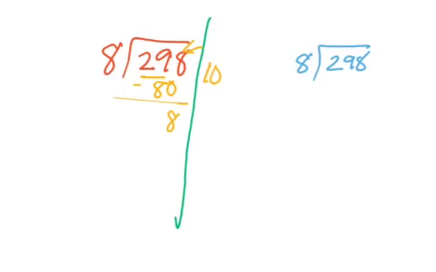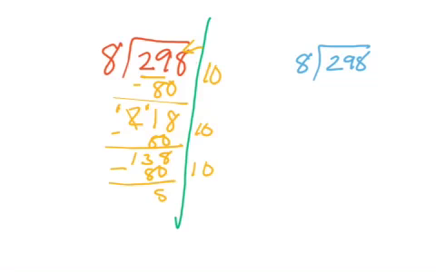8 minus 0 is 8. 9 minus 8 is 1, and bring that 2 down. Now, that's still less than 80, so I'm going to bring 80 on around again, and I'm going to subtract 80. 8 minus 0 is 8. I have to borrow. And I get 3 and 1. Okay, again, that's still less than 80, so I'm going to bring over my 80 again.